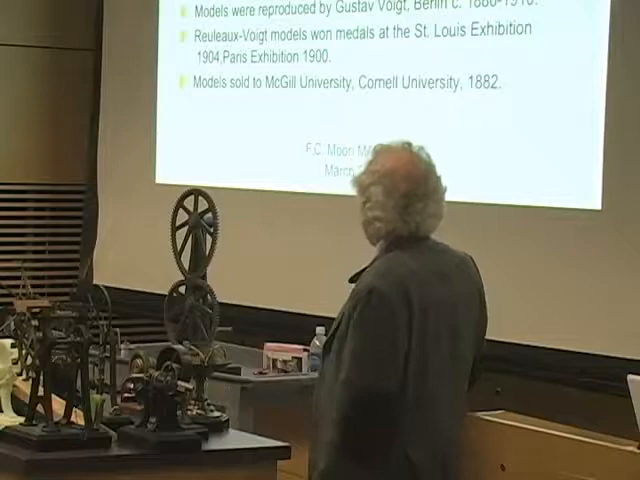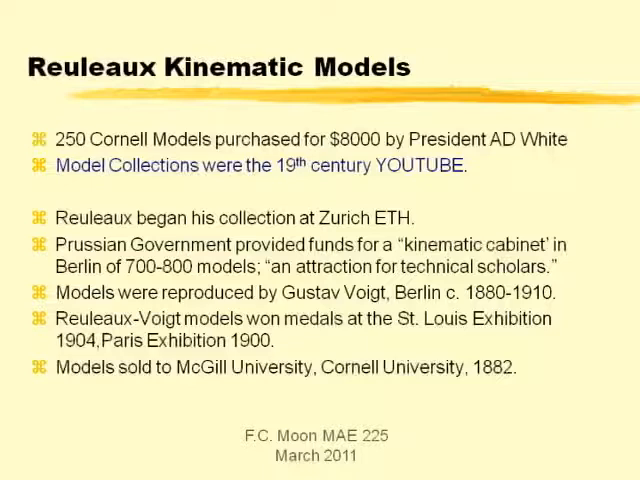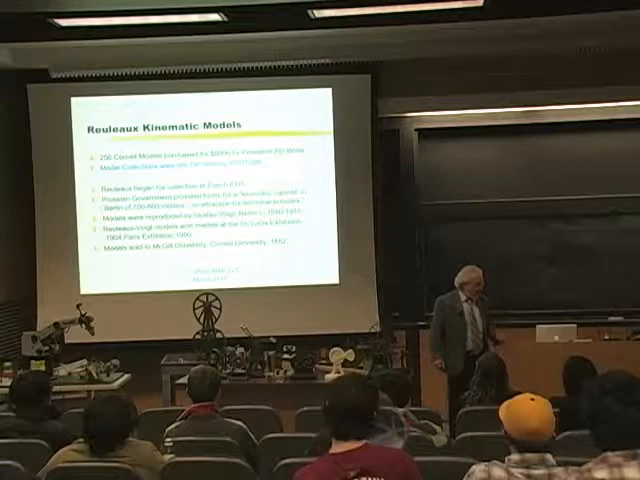A number of people showed interest in these models, and so he had a man named Gustav Voigt from Berlin build about 300 of these models. They won medals at the St. Louis Exhibition in 1904, and they were sold to both McGill University and Cornell in North America, as well as some of the German universities. Unfortunately, the collection at McGill was destroyed in a fire in the early 20th century.